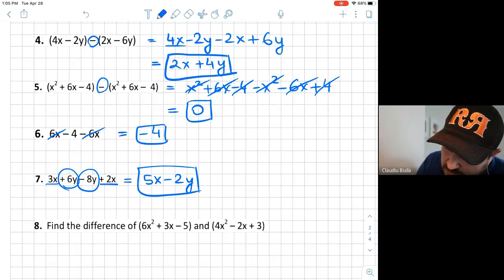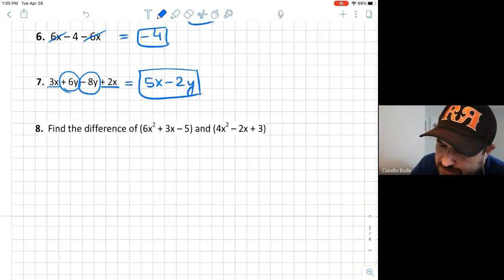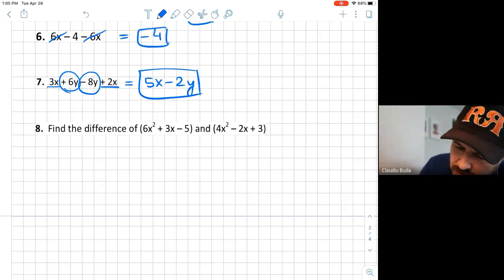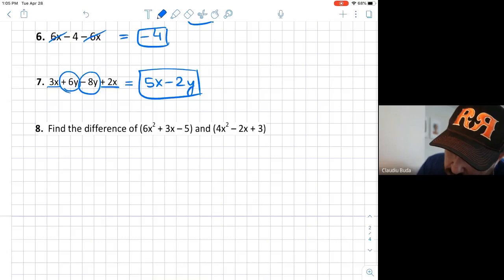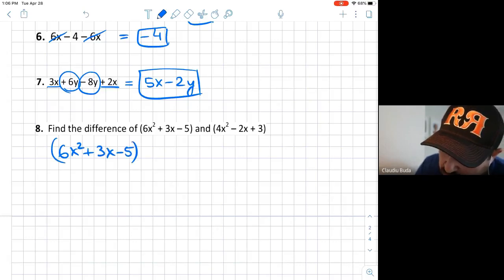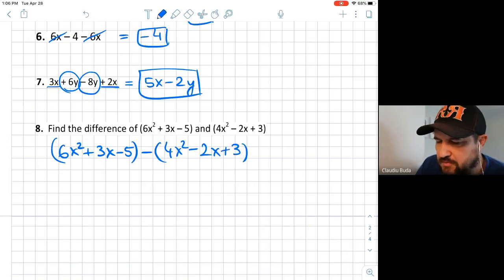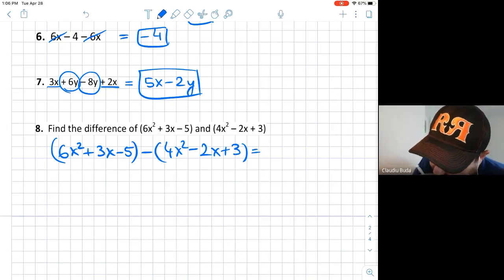Number 8, find the difference of 6x squared plus 3x minus 5 and 4x squared minus 2x plus 3. So first we're going to have to translate this. 6x squared plus 3x minus 5, and the difference means subtraction. 4x squared minus 2x plus 3. So how do I know to put the second one? Because that's the order that we follow. If the difference of this and that, that's how we do it.